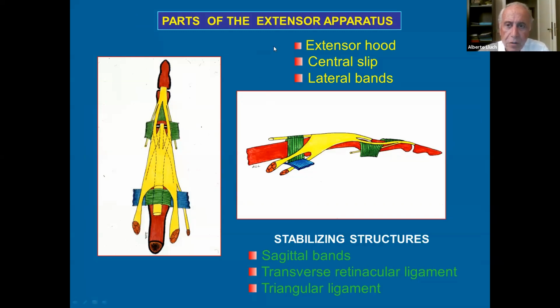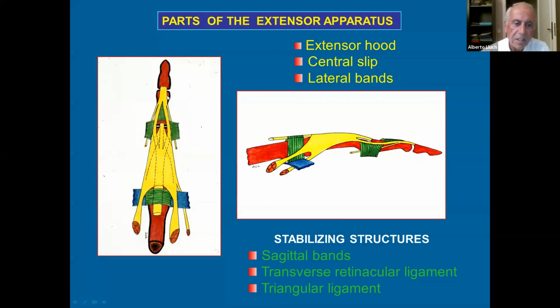So what are the parts of the extensor apparatus? One is the extensor hood in yellow, all this part right here that goes around the proximal phalanx. This is the hood of the extensor apparatus. Then we have the central slip, which is the direct continuation of the extensor tendon that inserts at the dorsum of the base of the middle phalanx. And then we have the lateral bands, which come one on each side. Here's the central slip, this one lateral band, and here's the other lateral band.